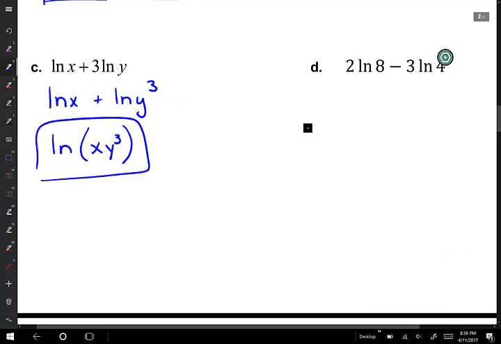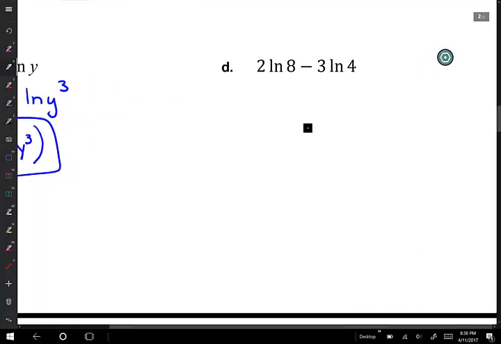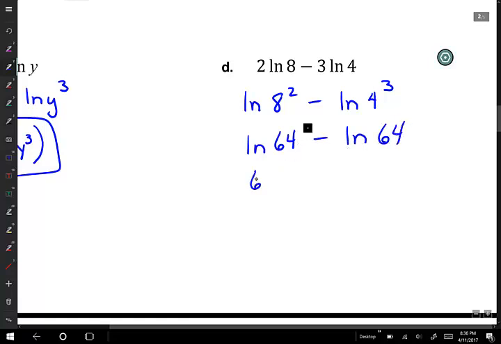On D, we have the natural log of 8 squared minus the natural log of 4 cubed. So that's the natural log of 64 minus the natural log of 64. So we're going to take the natural log of 64 over 64, which obviously you know is 1.